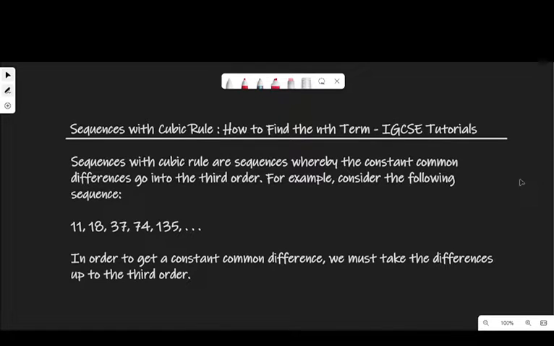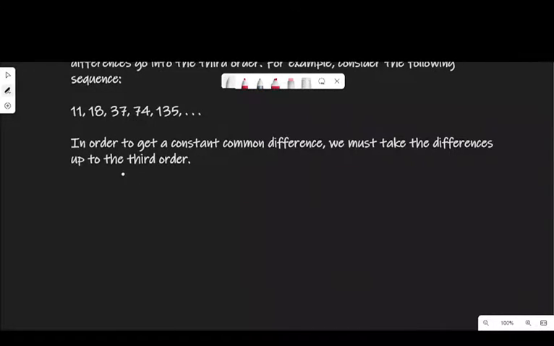Recall from our previous lesson where we discussed sequences with quadratic rule. We got the constant term from the second order difference. For sequences with cubic rule, for us to get the constant term, we need to take their differences into the third order. What do I mean? We have an example here, and the sequence is 11, 18, 37, 74, and 135, and so on and so forth.